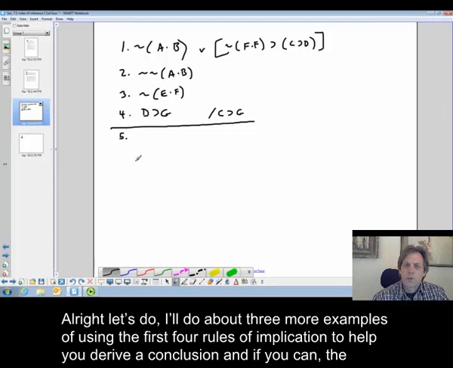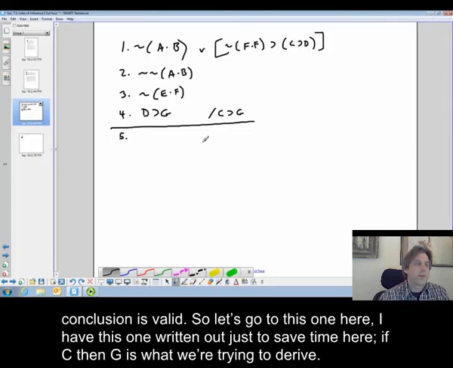I'll do about 3 more examples of using the first 4 rules of implication to help you derive a conclusion, and if you can, the conclusion's valid, okay? So let's go to this one here. I have this one written out just to save time here. If C then G is what we're trying to derive, right?